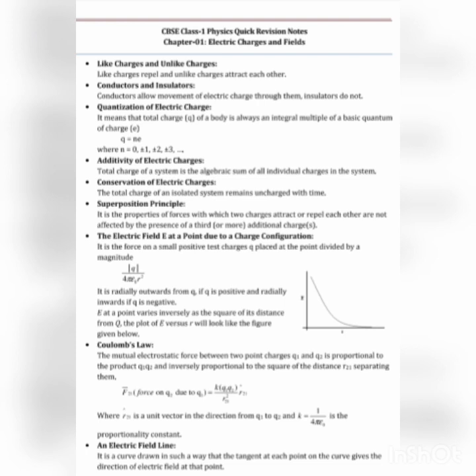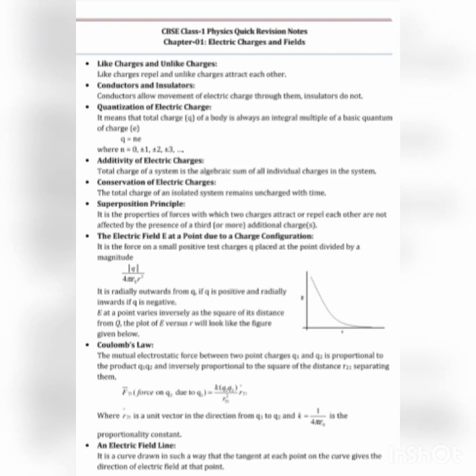The electric field E at a point due to a charge configuration. It is the force on a small positive test charge placed at the point, and its magnitude is modulus Q upon 4 pi epsilon naught r square. Modulus Q is the total charge, which has to be positive. 4 pi epsilon naught is the constant K, which has a value of 9 into 10 to the power 9. r is the distance. Therefore, electric field at a point is modulus Q upon 4 pi epsilon naught distance square.